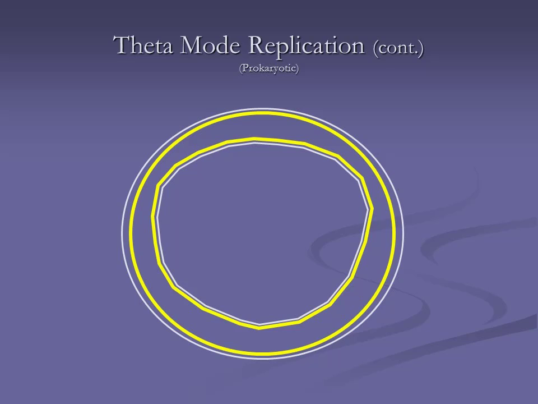The biggest part of this is understanding that you're synthesizing the strands in opposite directions, because what is our reading frame of DNA always? 5' to 3'. And when you have one template going in one direction and one in the other, you've got to synthesize the two strands in opposite directions. So it's a bidirectional kind of replication.